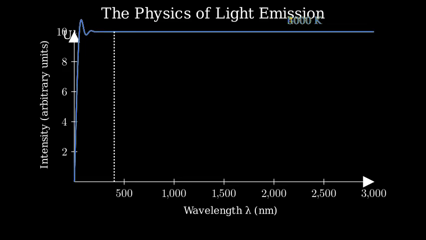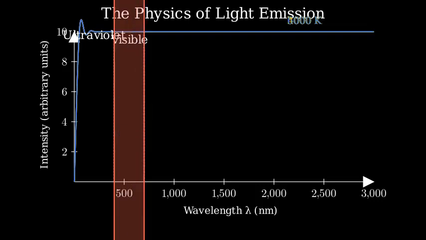Let's add the electromagnetic spectrum bands to our graph. On the left side, we have ultraviolet light with wavelengths less than 400 nanometers. In the middle, from about 400 to 700 nanometers, we have visible light, which I'll highlight with a rainbow-colored band. And on the right side, beyond 700 nanometers, we have infrared radiation.